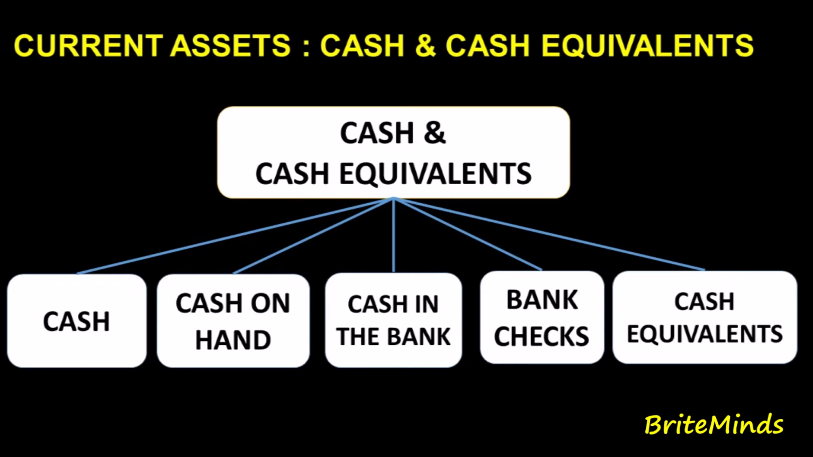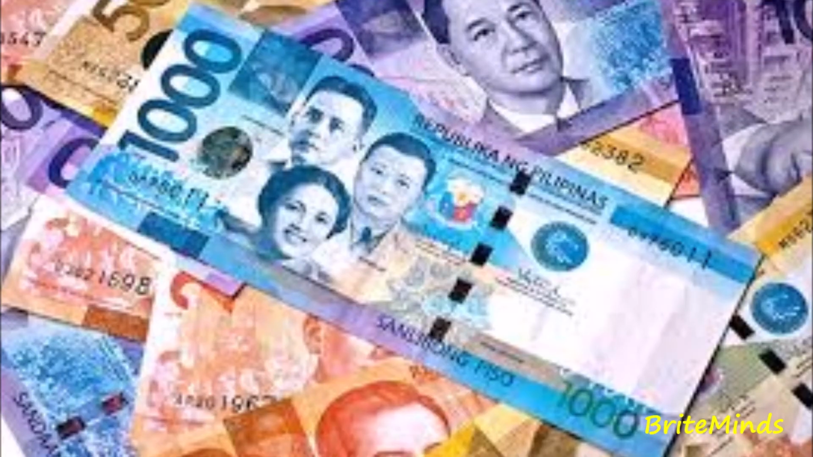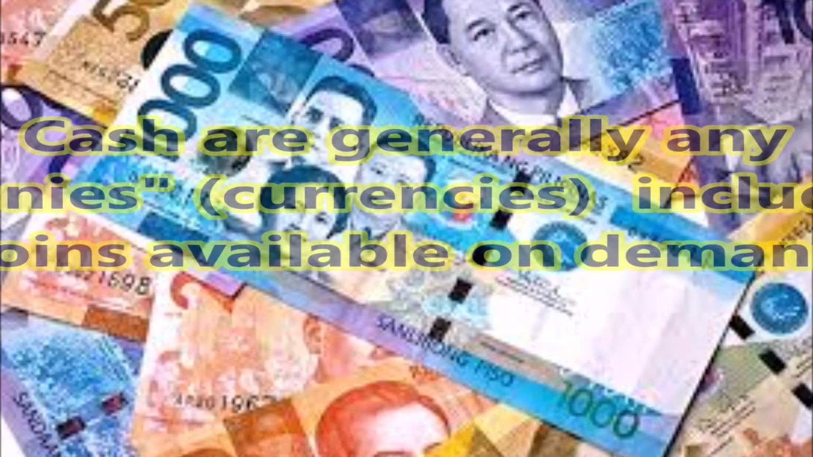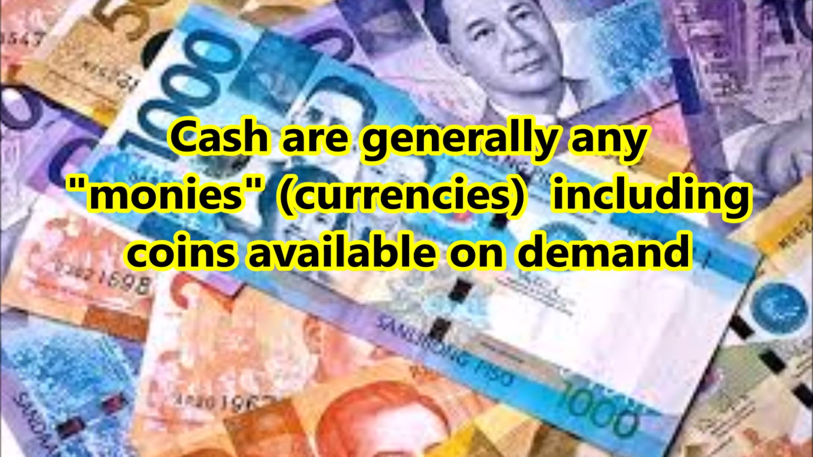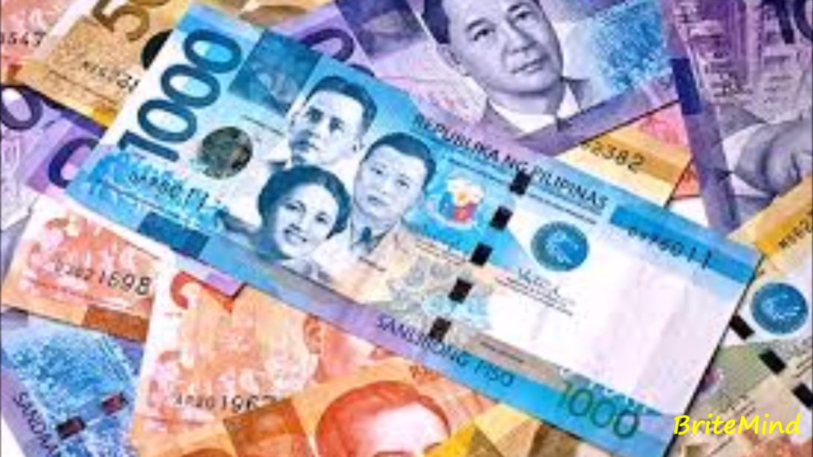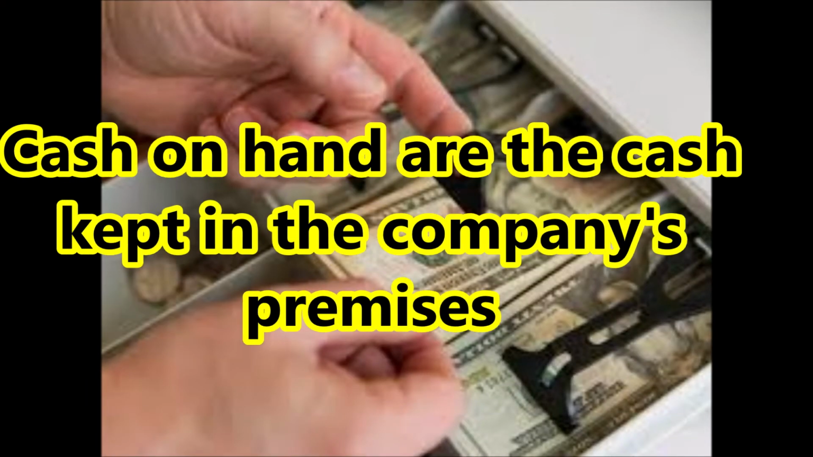And we have different account titles under the cash and cash equivalents. The first one is cash. Cash is generally any monies available on demand. It is the money owned by the company to be spent for the company's operations, for example, selling operations or production.